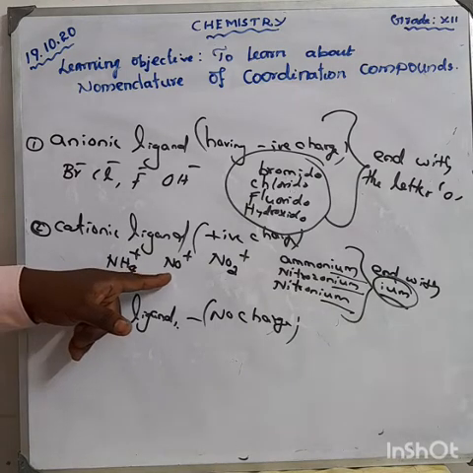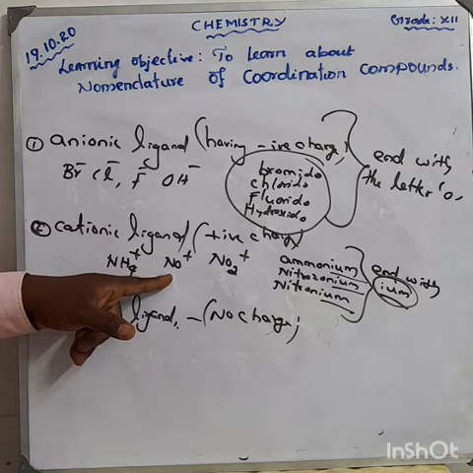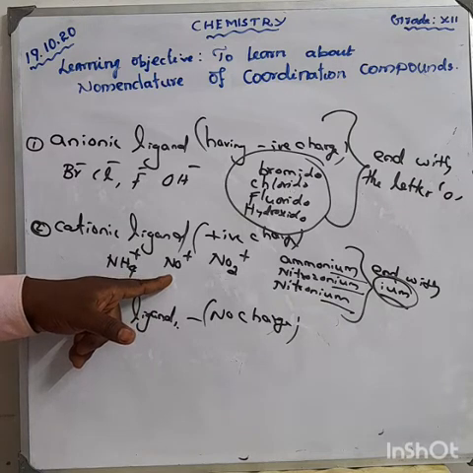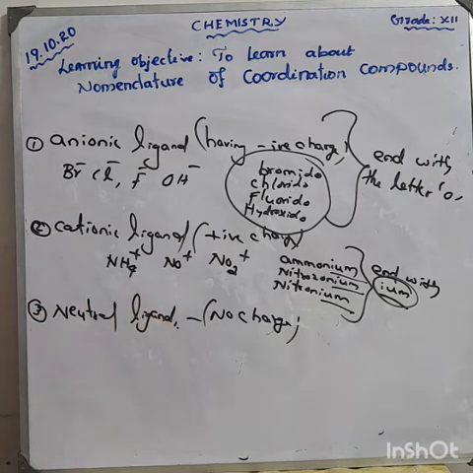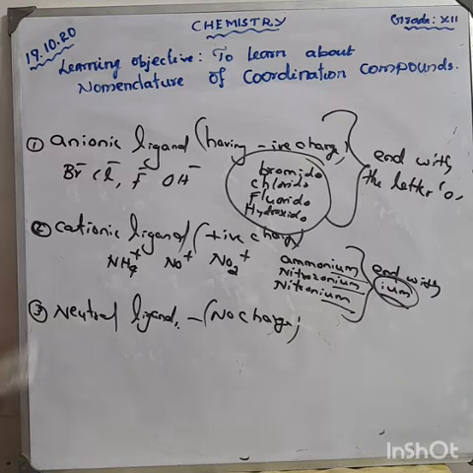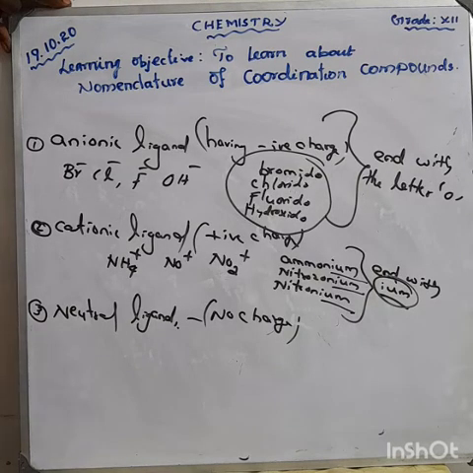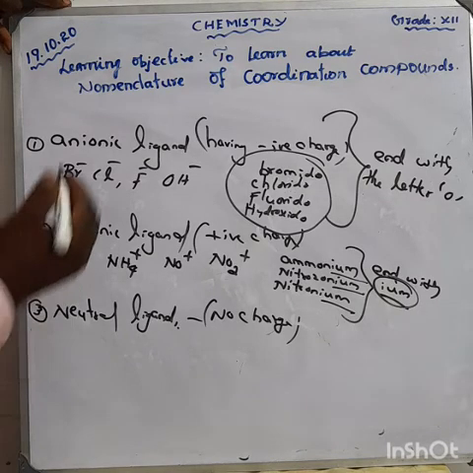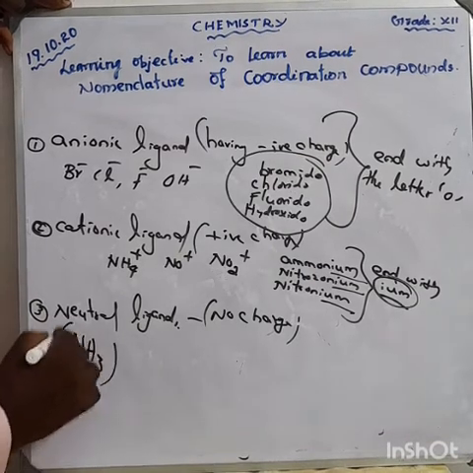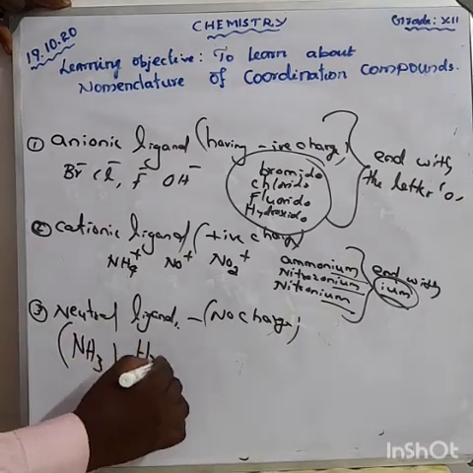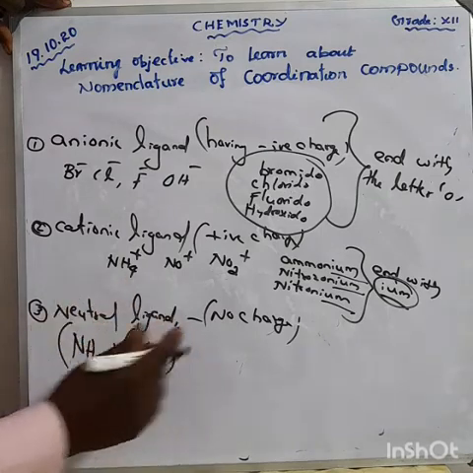Ammonium. NO plus, nitrosonium. Nitronium. These are the cationic ligands. Clear? Do you have any doubt about the anionic ligand and cationic ligand? Next, some of the neutral ligands. I told you previously about NH3. What is the name for NH3? Anybody remember?